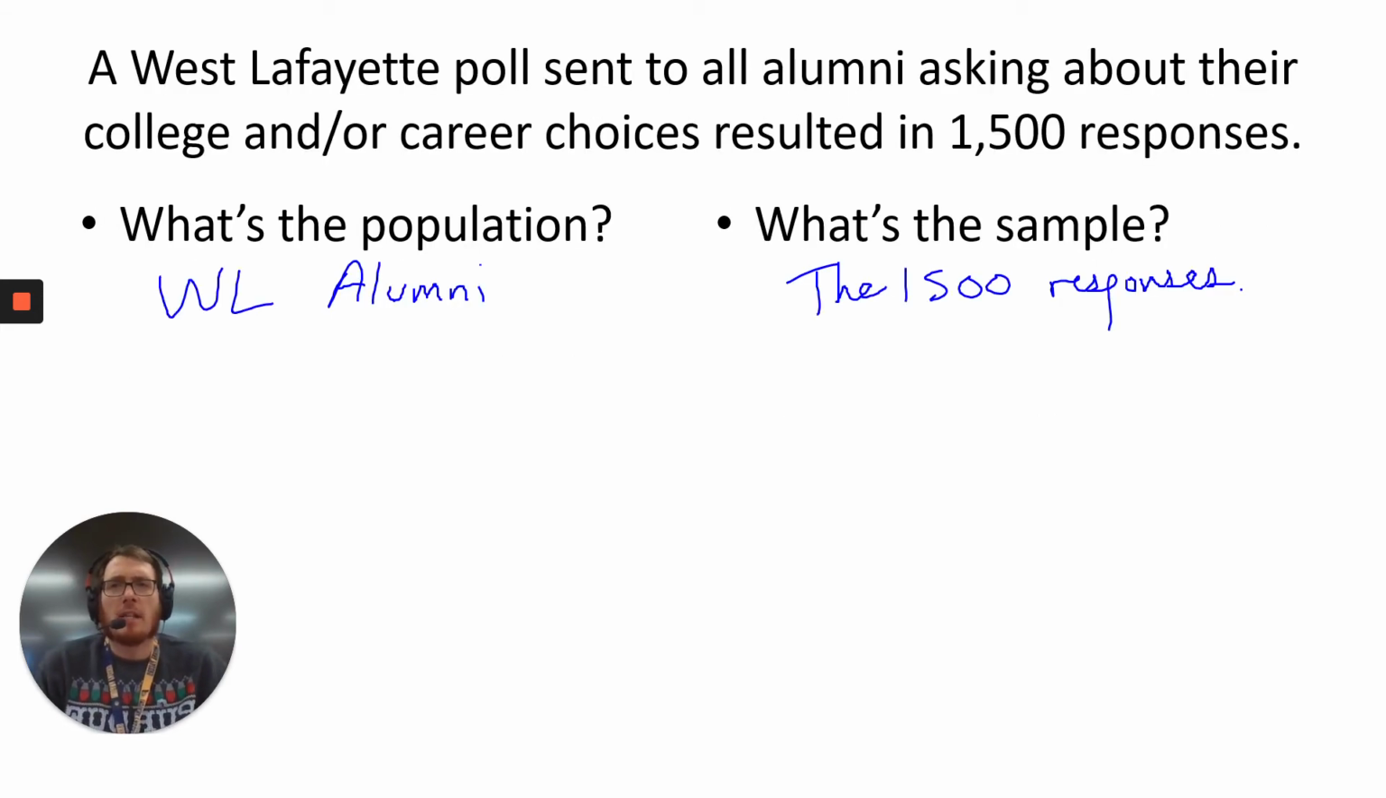Okay, so for example, West Lafayette sends out a poll to all alumni asking for their college and career choices, and you got 1,500 responses back. The population originally is not all people in America or in the world or in the city. It's only West Lafayette alumni, because the poll was only asking West Lafayette alumni. I'm not a West Lafayette alumnus, so I wouldn't have been asked the question, but it doesn't matter because I'm not part of the population. The sample, though, is the 1,500 responses that you got returned. The goal then is to infer, statistically, what type of conclusion we can make based upon those 1,500 responses.